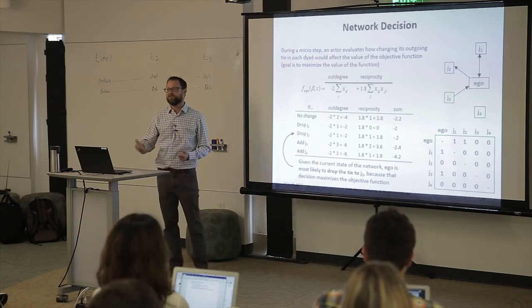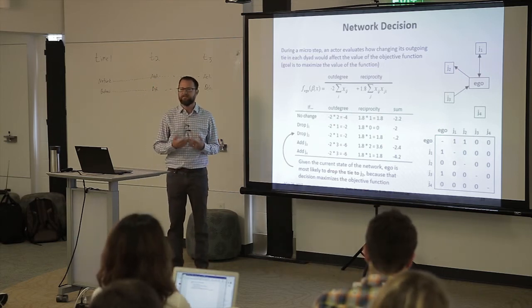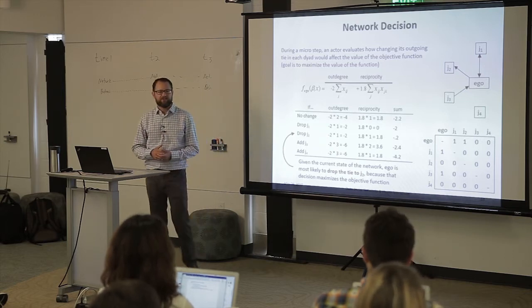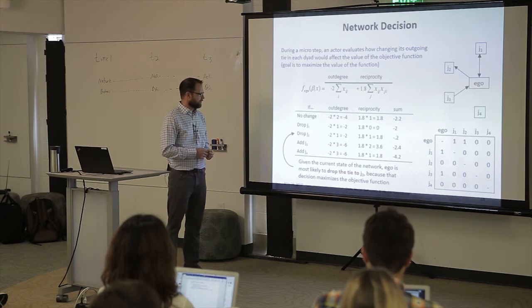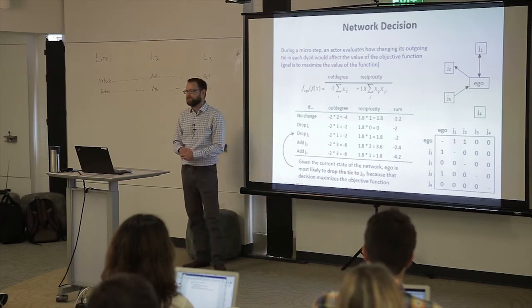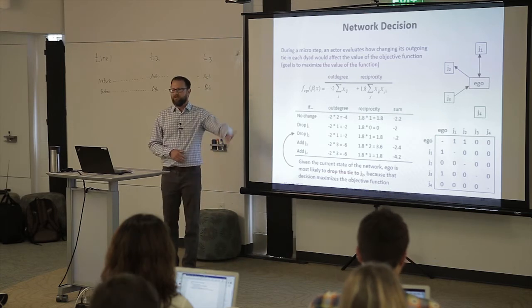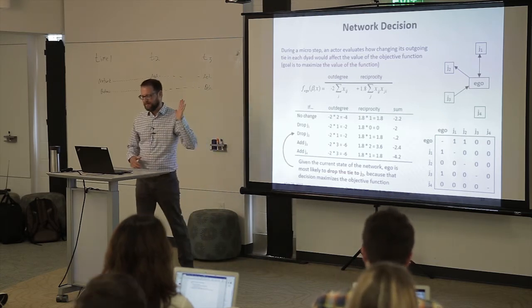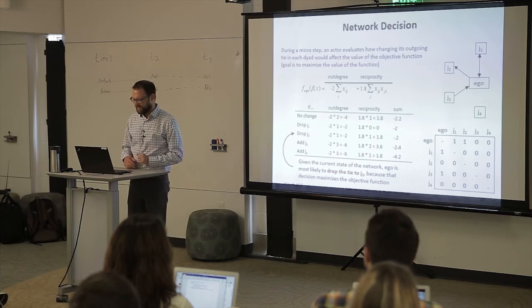There's some error introduced to this to make it stochastic, so that we don't see the same exact sequence of changes every time we run through it. But most likely, ego's going to drop this tie to J2. All of this was one microstep. Thank goodness the computer's doing this for us.